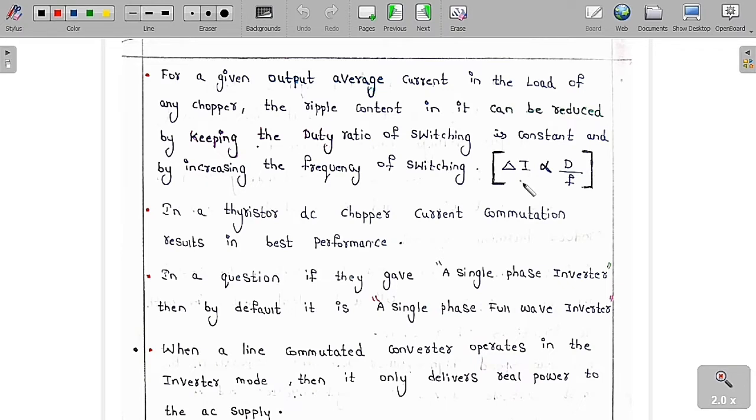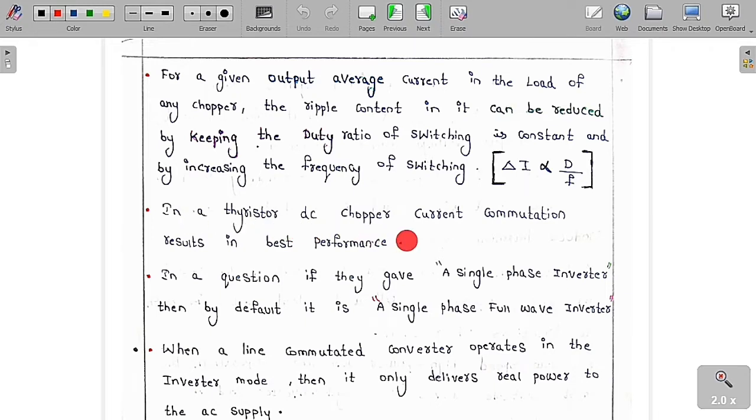Because in any chopper, delta I is directly proportional to D by F. Delta I means ripple content. So if you want to decrease it, keep the duty ratio constant and increase the frequency of switching, so that the ripple content can be decreased.